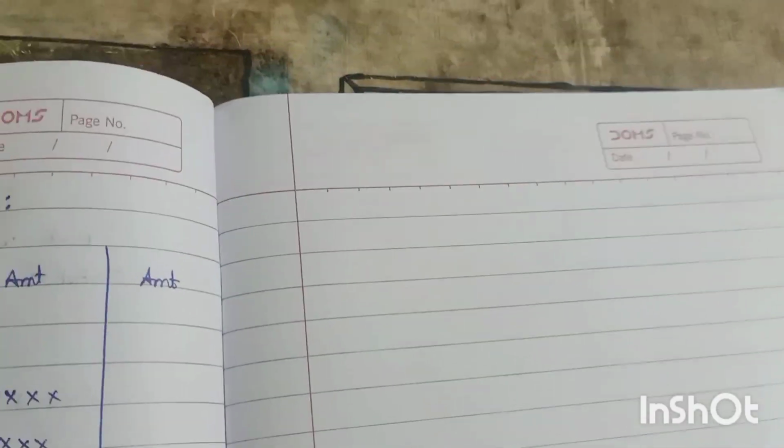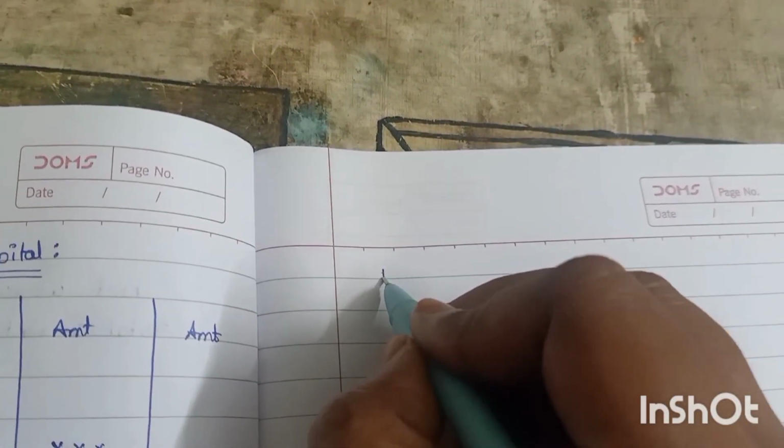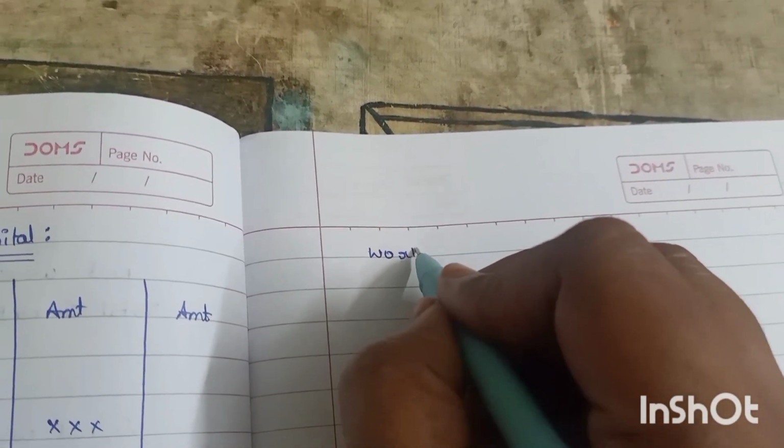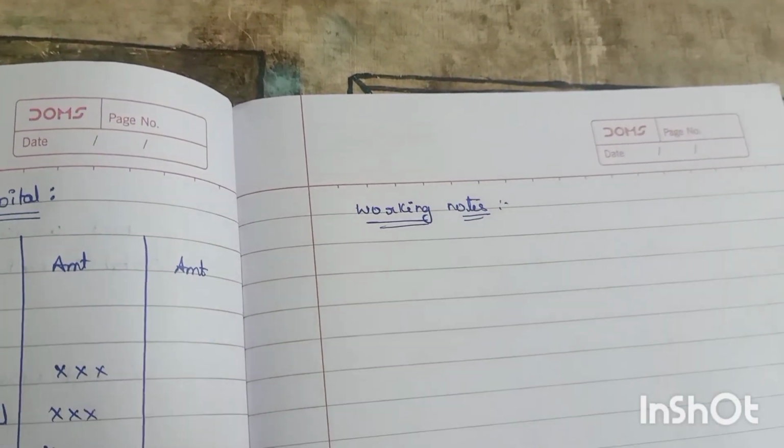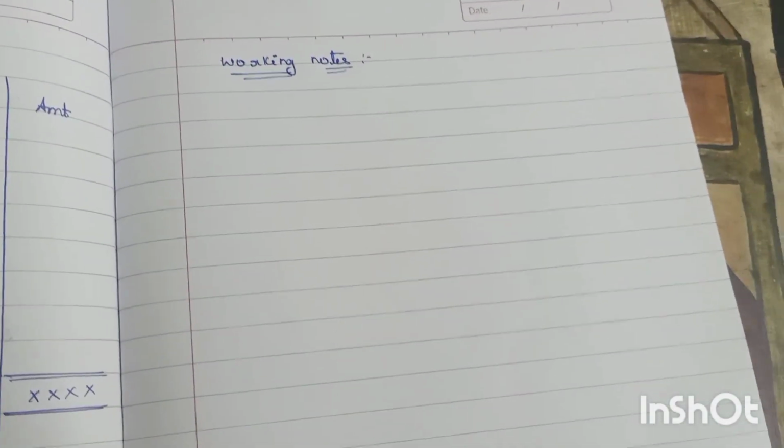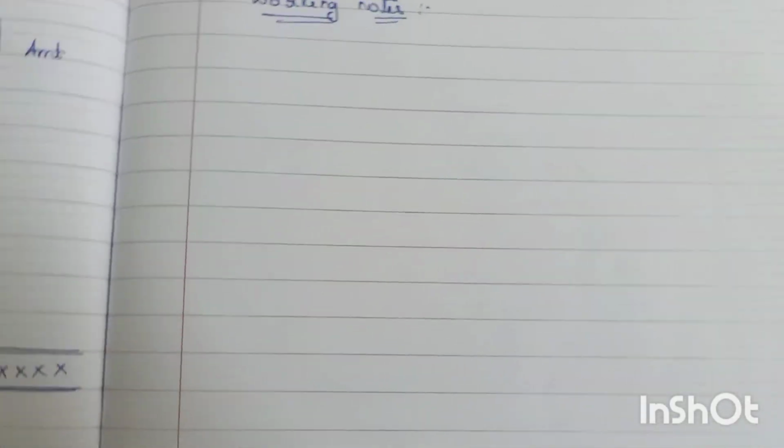First, let us calculate the current assets. This we have to write as working notes. First, we do the working notes, and then we can make a pro forma and add it in the table. Then we have to calculate the net working capital. First, let us see the current assets.